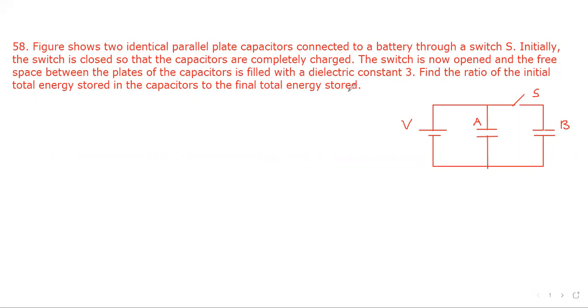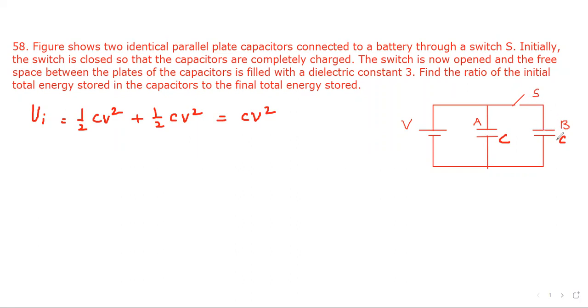So here, this is capacitor A, this is capacitor B. Both have the same capacitance C. In the first case, initially the switch is closed. When the switch is closed, the potential difference across both the capacitors is the same. Then in this case, the energy stored, say Ui, will be half CV square plus half CV square, that is CV square.